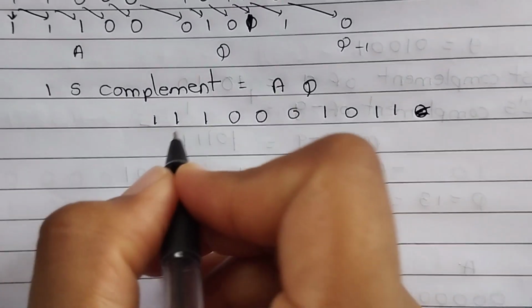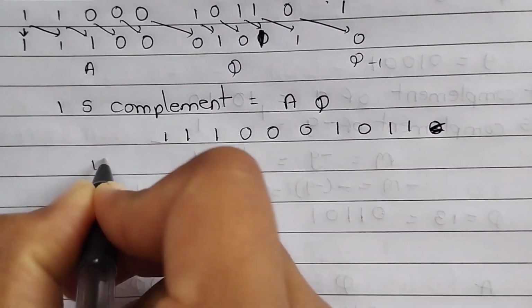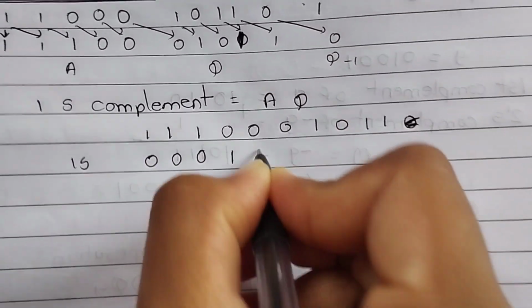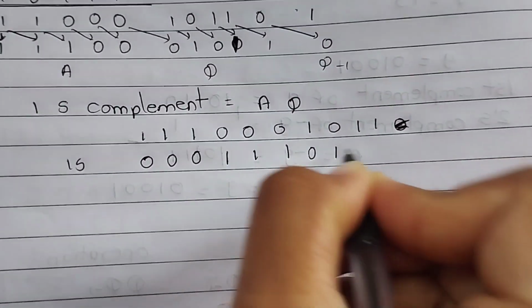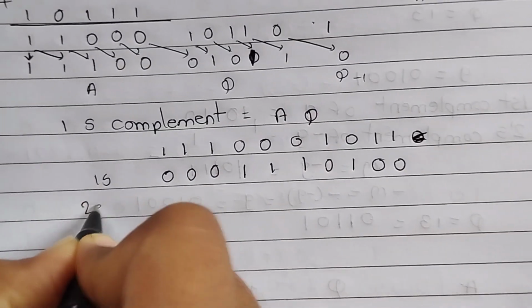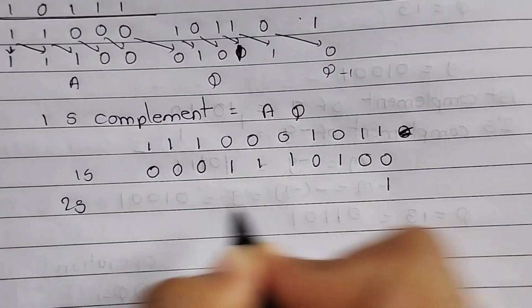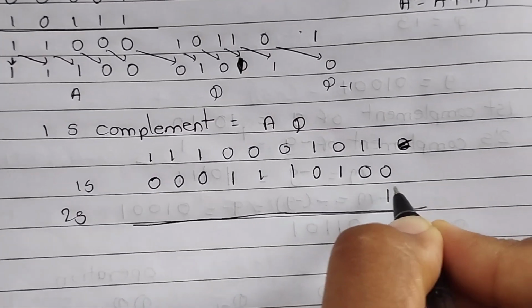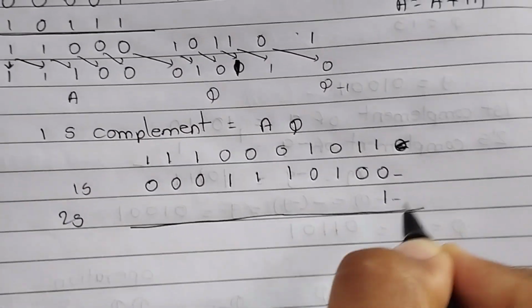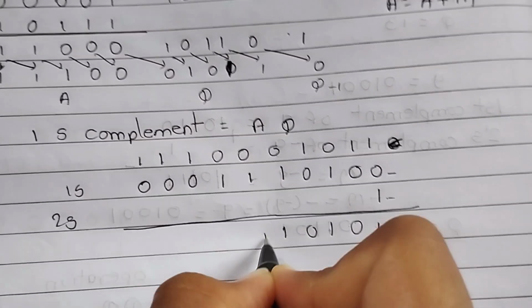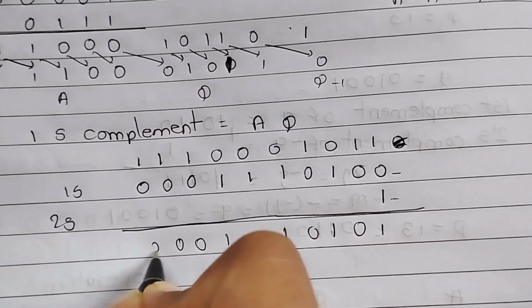So now the 1's complement is 0 0 0 1 1 1 0 1 0 0, and for the 2's complement, we add 1 to the result. So 0 plus 1 is 1, then 1 0, and all the remaining bits are the same.